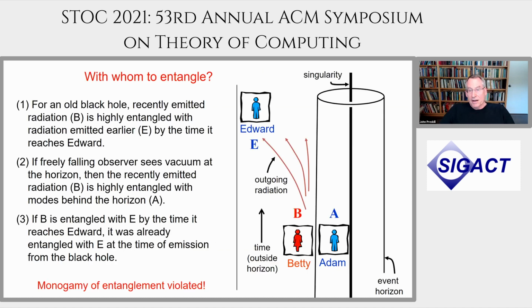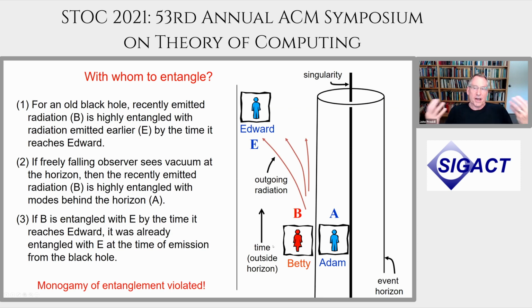Suppose we consider an old black hole that's been evaporating for a long time, and it has been revealing information about its origins, about the object from which it originally formed due to gravitational collapse. So what that means is that the Hawking radiation that's being emitted now is becoming entangled with radiation that was emitted a long time ago, because the information is being reassembled outside the horizon. But if it's also the case that a freely falling observer who crosses the horizon notices nothing unusual, then that means there must be entanglement between this recently emitted radiation and degrees of freedom behind the horizon.